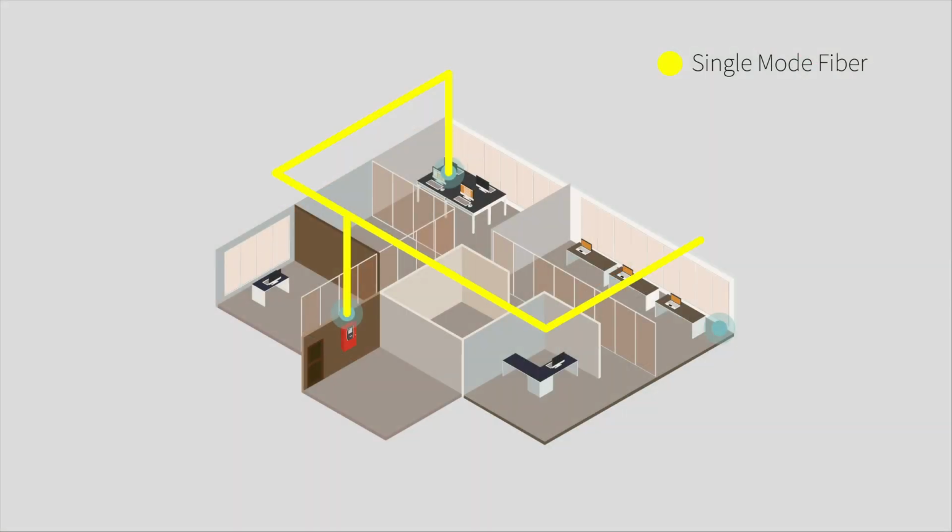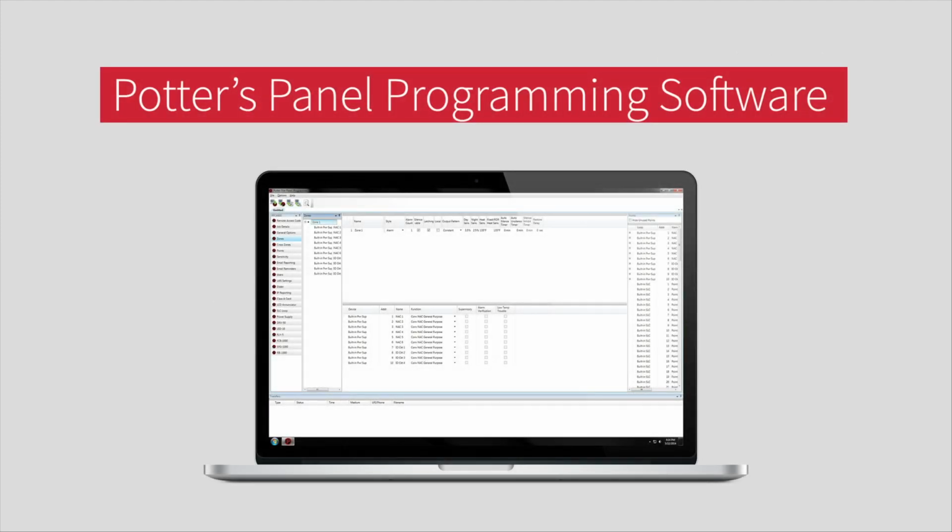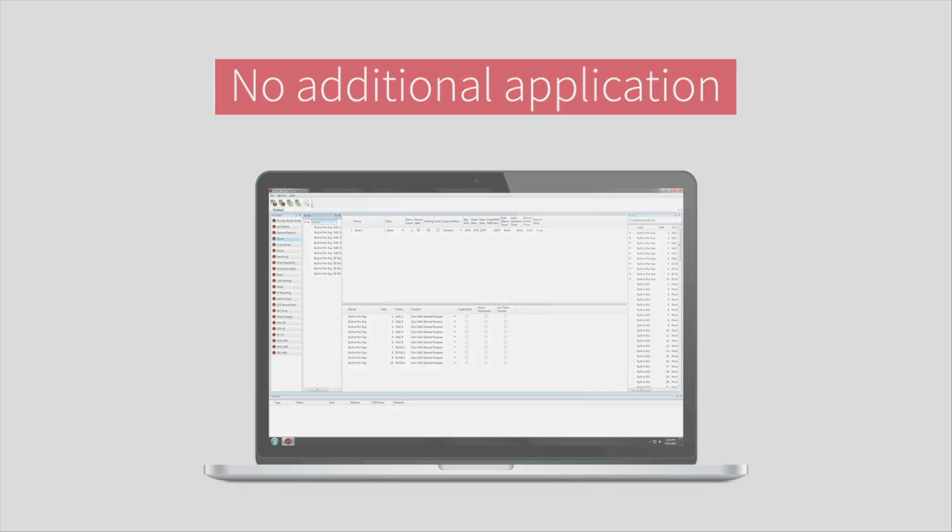When using fiber, both single and multi-mode can be utilized, therefore matching a building's existing infrastructure. Additionally, programming the network is done within Potter's panel programming software and does not require an additional application.